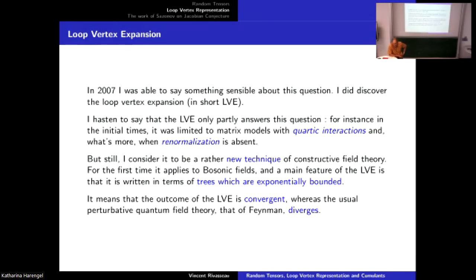For the first time, it applies to bosonic fields, and a main feature of the LVE is that it is written in terms of trees which are exponentially bounded. It means that the outcome of the LVE is convergent, whereas the usual perturbative field theory, that of Feynman, diverges.